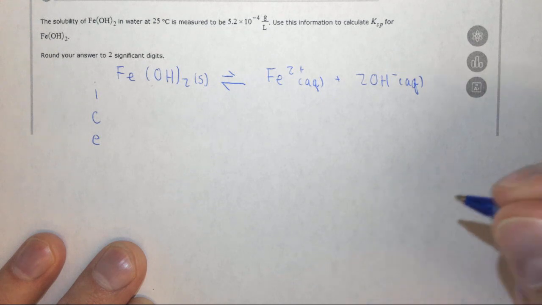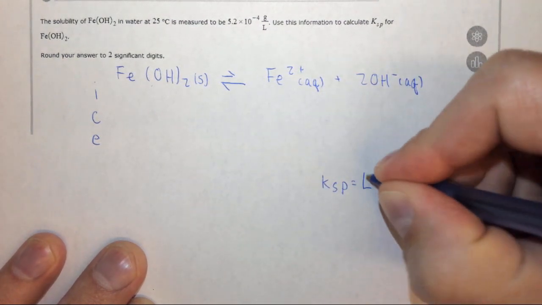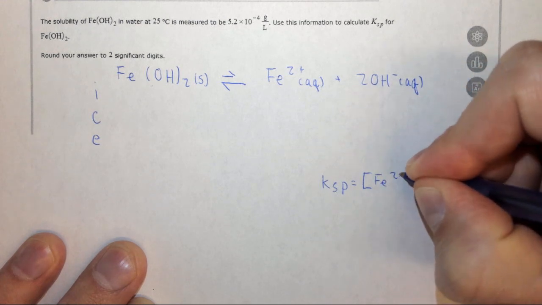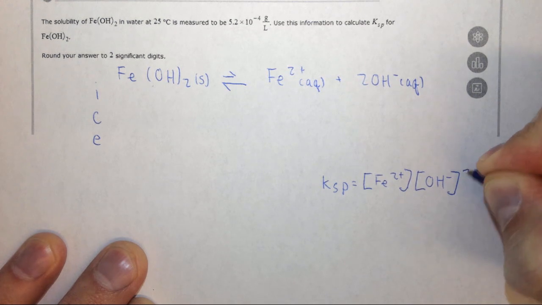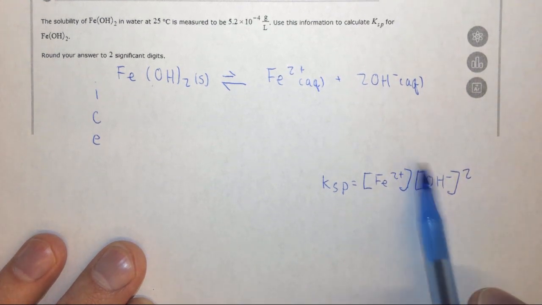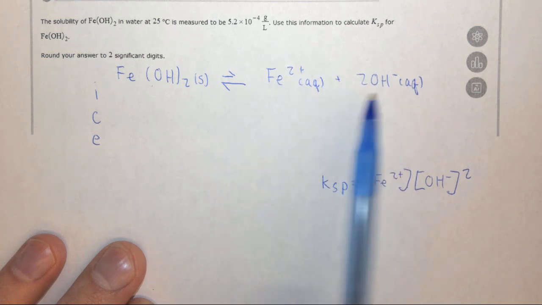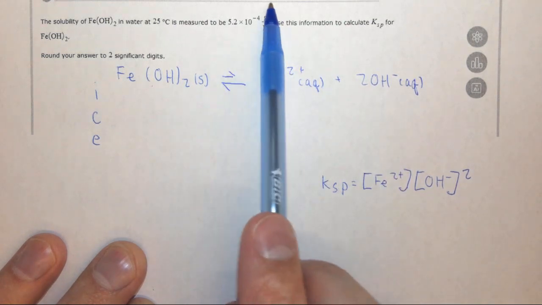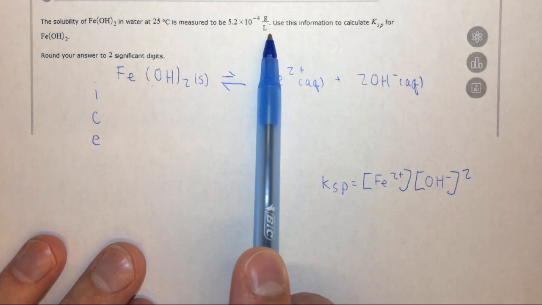And we're going to have a Ksp expression, and the Ksp expression equals the concentration of Fe2+ times the concentration of OH minus squared. So this is basically what we're looking for. But in this case, we are not given concentrations of these things. Instead, we're given a solubility of this in grams per liter.